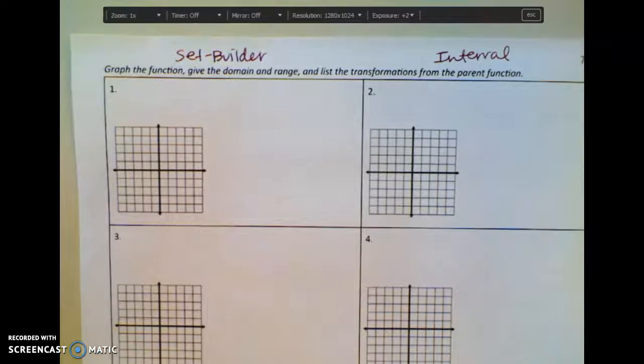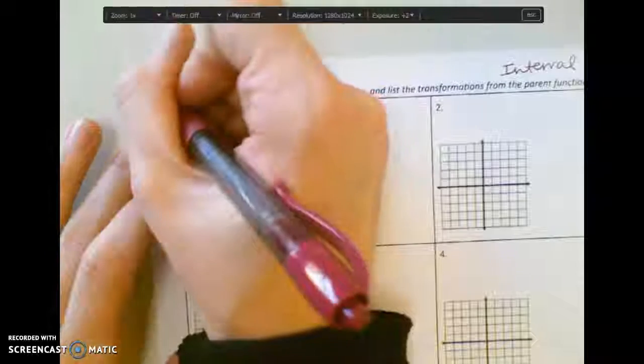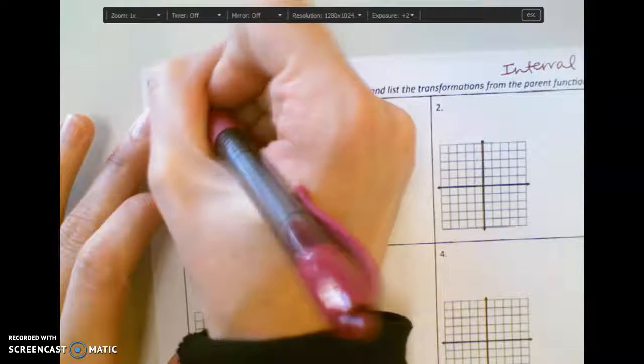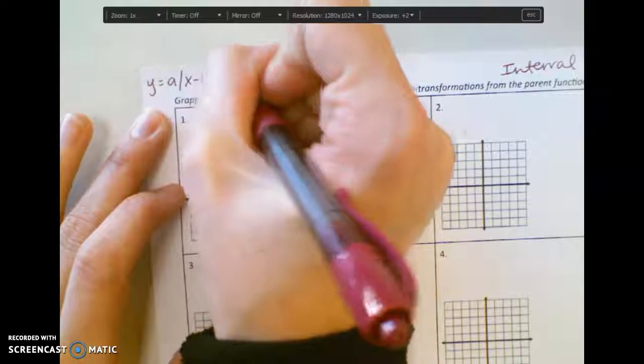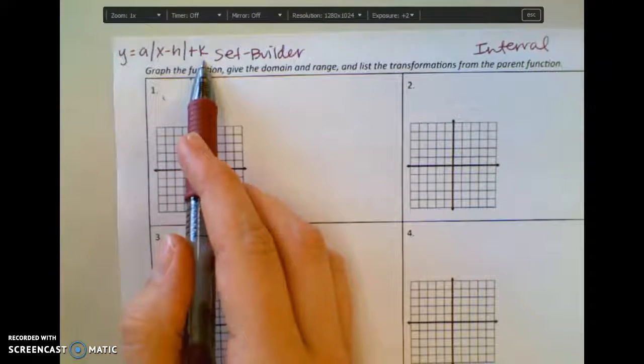And then last thing I want us to remember is the transformation function that we talked about on the front, y equals a times the absolute value of x minus h plus k. We're going to use this to graph our functions, and I'll show you how to do that.